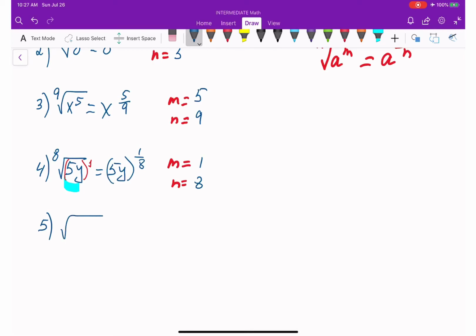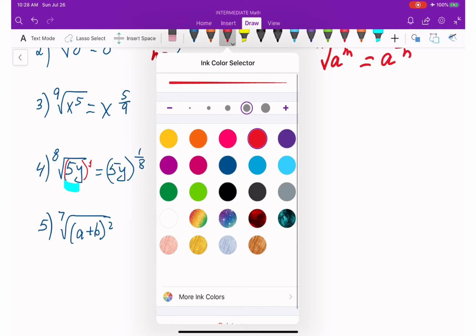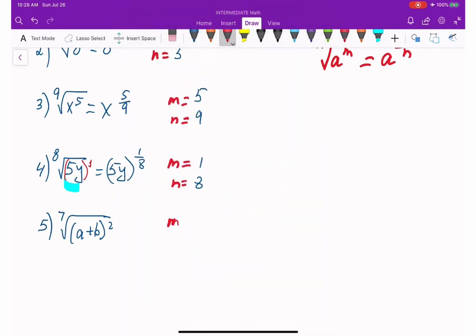We have the radical of 7, degree 7, (a plus b) squared. All right, let's see. How much is my m here? What do you think? How much is my m? Well, I hear you are saying 2, and that is correct. Here it is. We have degree 2.